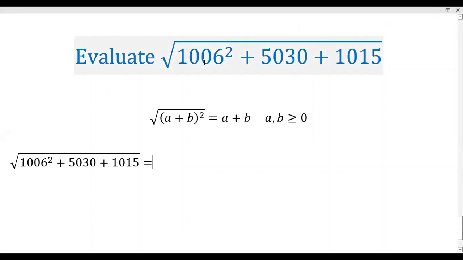Now, when you first look at a problem like this, or at least for me, you're trying to reach for the closest parachute. The only thing I know to motivate how to approach this is to hopefully re-express this entire radicand in this form, the square root of a binomial square. As long as a and b are positive, that's just going to be equal to a plus b. So if we can represent this radicand here, 1,006 squared plus 5,030 plus 1,015 as a binomial squared, taking the square root is straightforward. So let's see what we can do towards that.